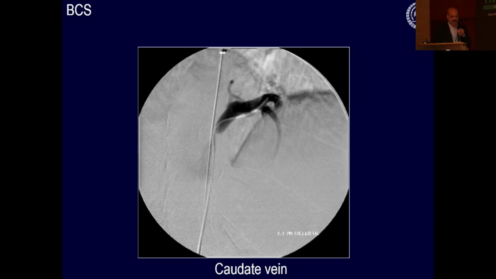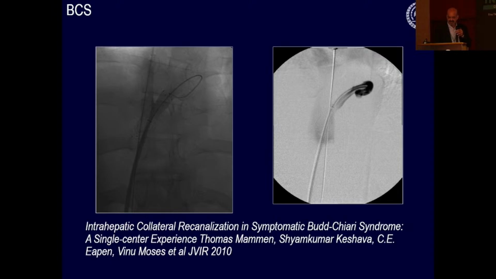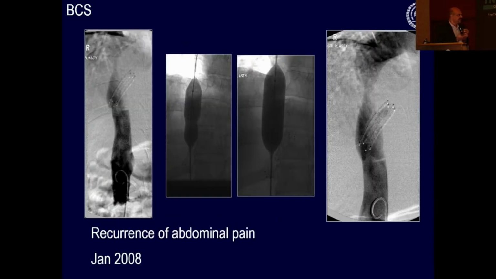Whereas he had another large vein, which is directed caudally. And you can see that the tip of this vein is occluded. So this is the caudate vein. We plastied it, and we subsequently stented it. That gave some quality life for him for some time.